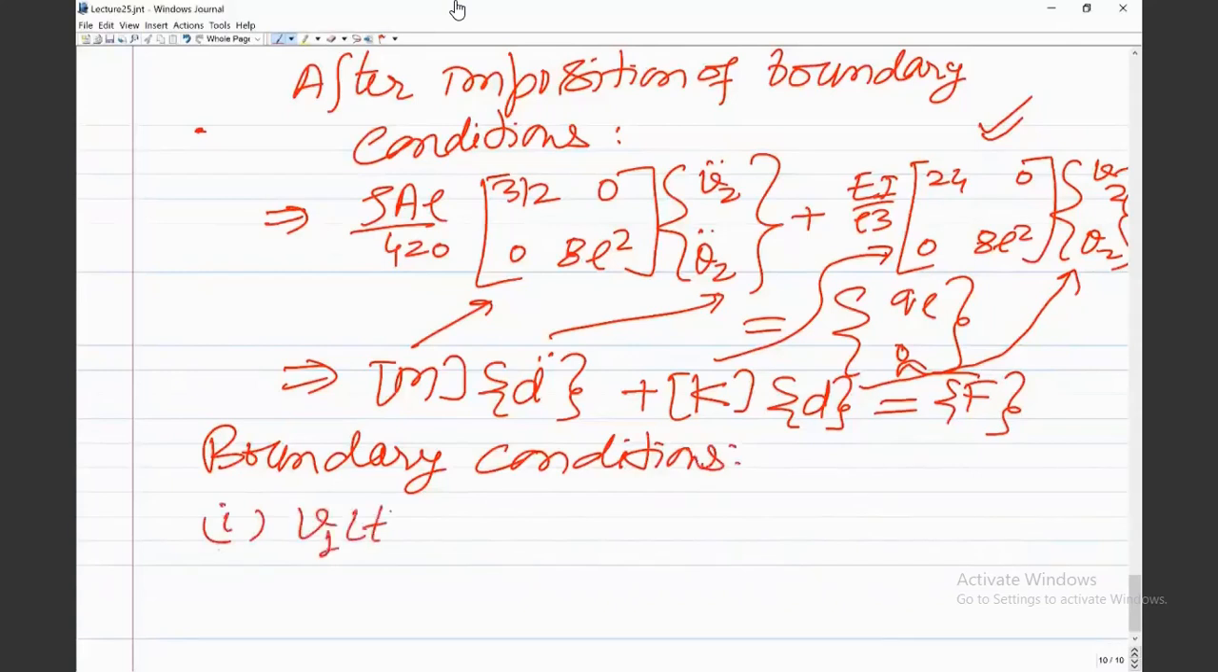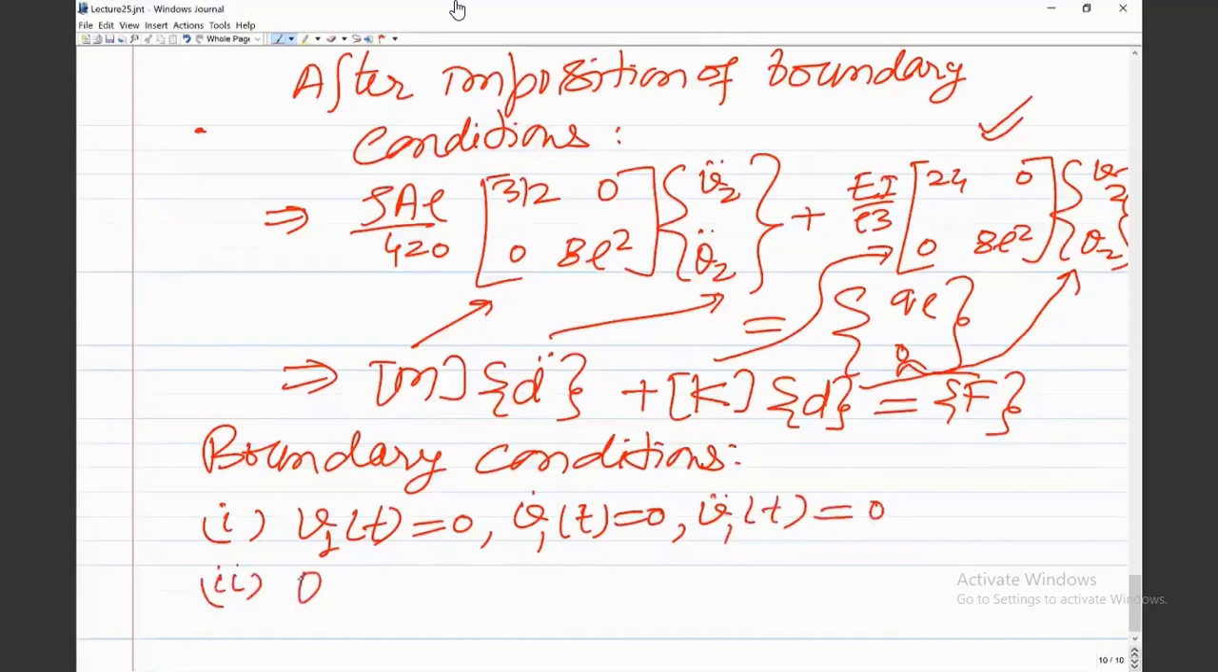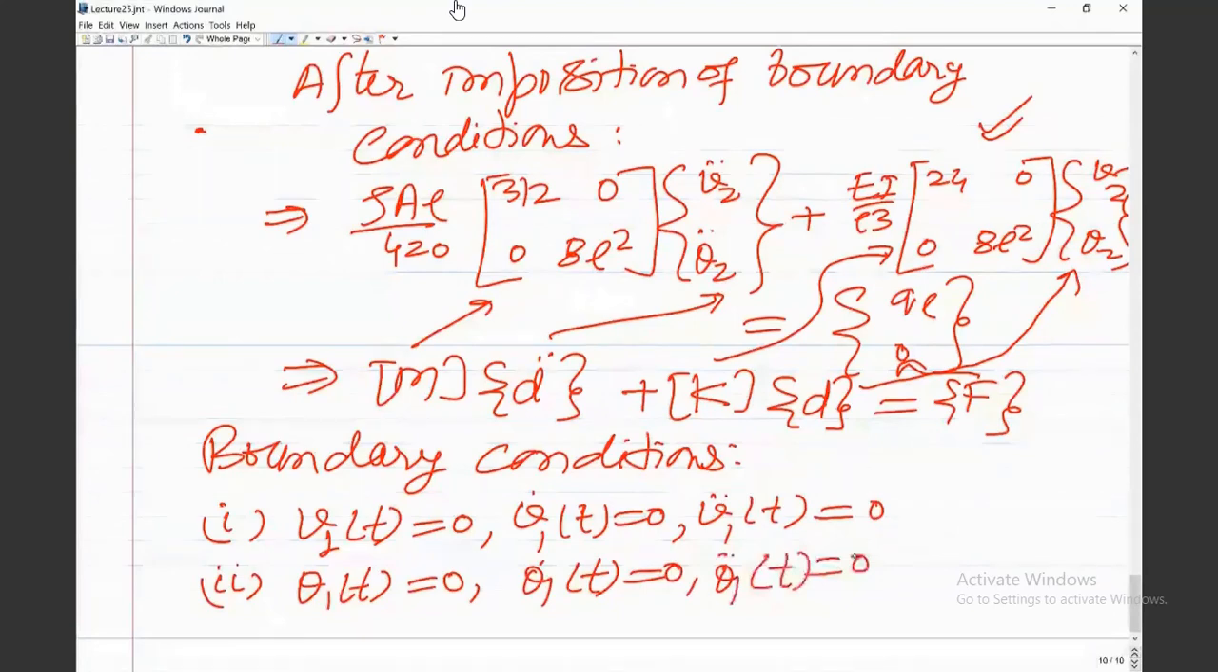So V1 at t is equal to 0. Also V1 dot at any time instant would be 0, and V1 double dot at t will be equal to 0. So that is one. Second, at the first node, rotation is also not allowed. So theta 1 at t equal to 0, therefore theta 1 dot at t is 0, and theta 1 double dot at t equal to 0. So these are the boundary conditions at the first node.